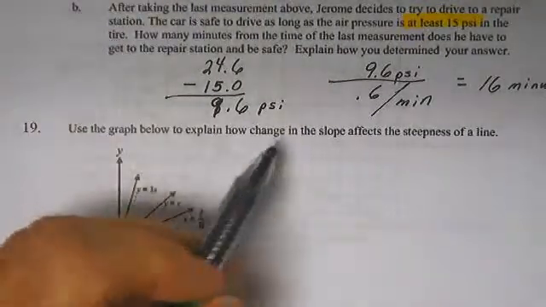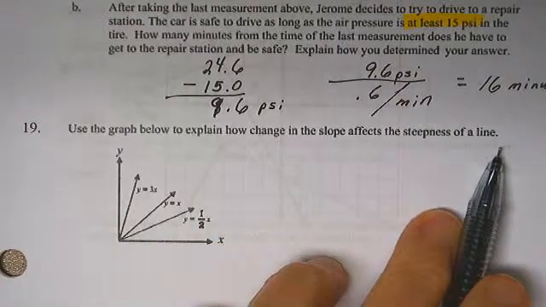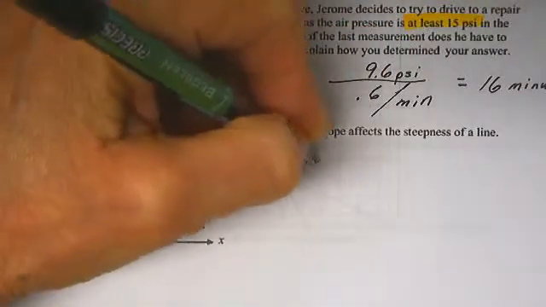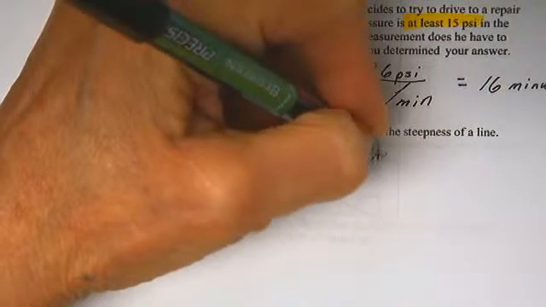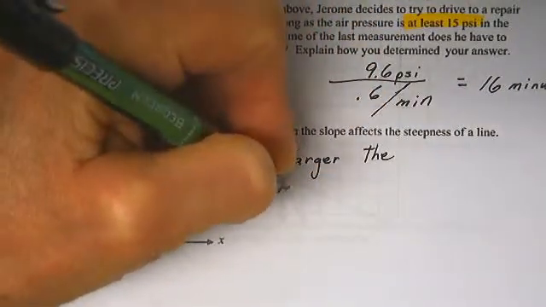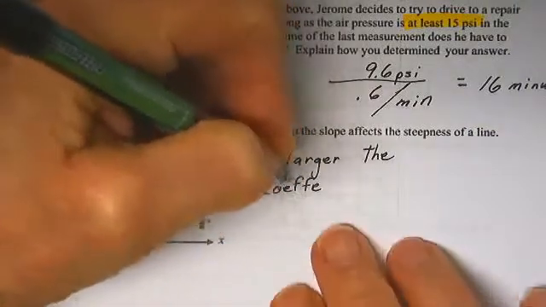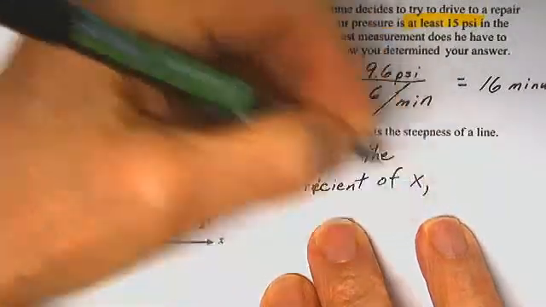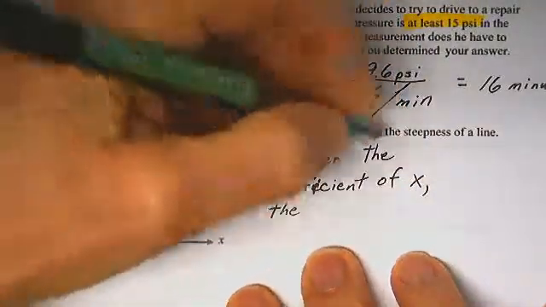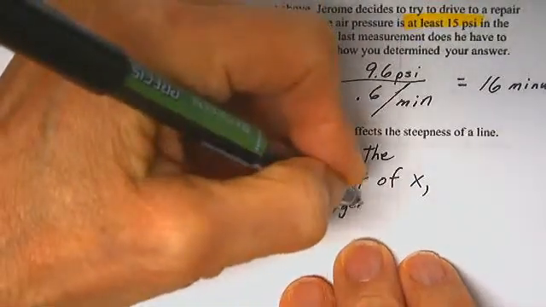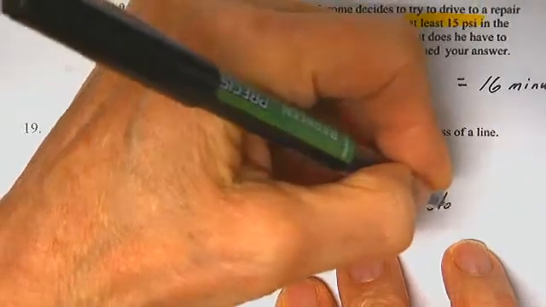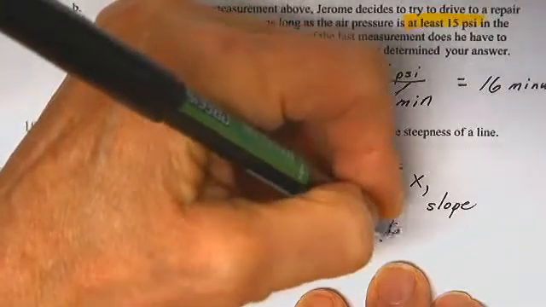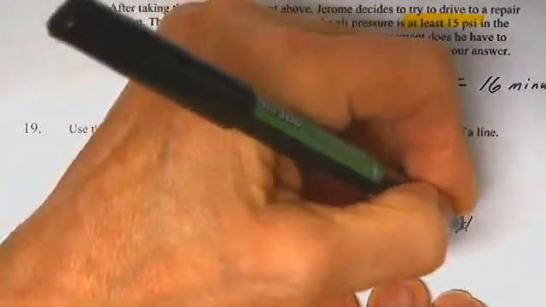Use the graph below to explain how change in the slope affects the steepness of a line. The larger the coefficient of x, the larger the slope, and the steeper the line.